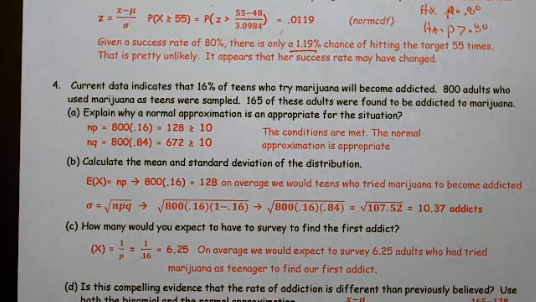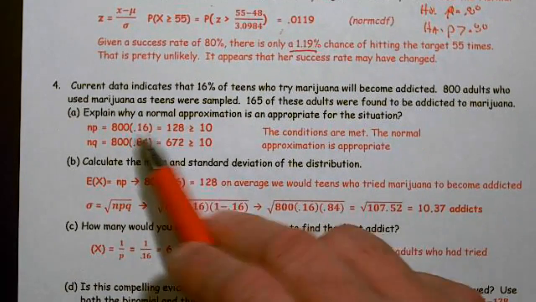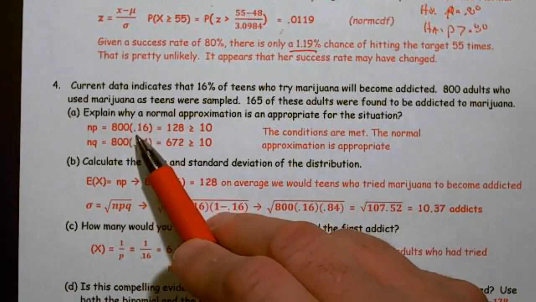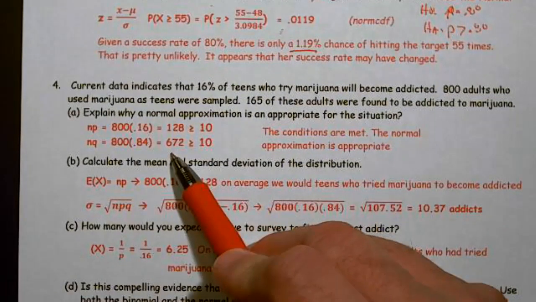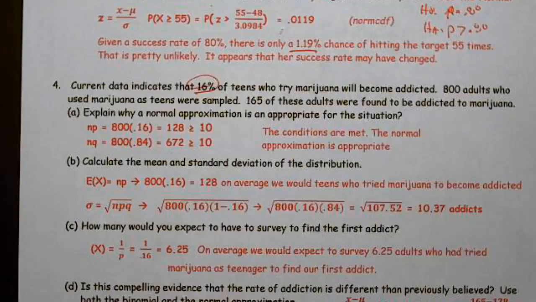Current data indicates that 16% of teens who try marijuana will become addicted. 800 adults who use marijuana as teens were sampled. 165 of these adults were found to be addicted to marijuana. Explain why a normal approximation is appropriate. Well, once again, 800 times 0.16 is 128. 800 times 0.84 is 672. By the way, that's an accurate statistic. 16% of teens who try marijuana do become addicted, or at least that is the current valuation.